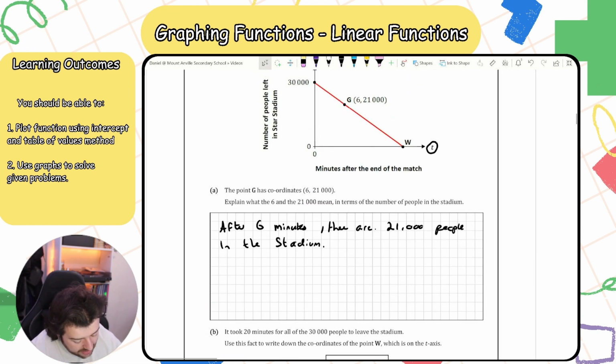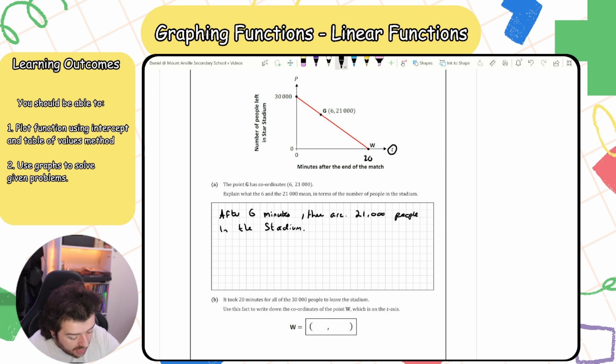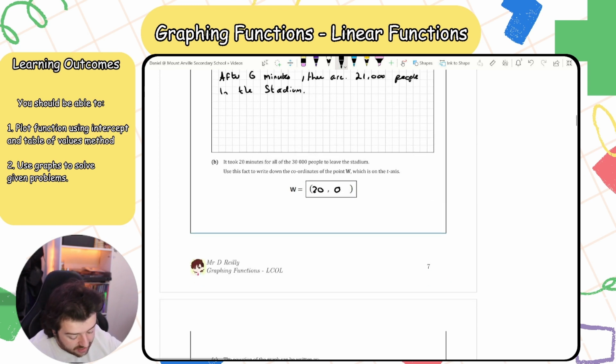It took 20 minutes for all of the 30,000 people to leave the stadium. Use this fact to write down the coordinates of W, which is on the t-axis. So after 20 minutes, there was no one left in the stadium. That's what this indicates here, right? After 20 minutes, there were 0 people in the stadium, so my y value is 0. So what's my W here? Well, they said 20 minutes, so the value on the x-axis is equal to 20. So the coordinates of W are 20, 0. So after 20 minutes, 0 people are left in the stadium.